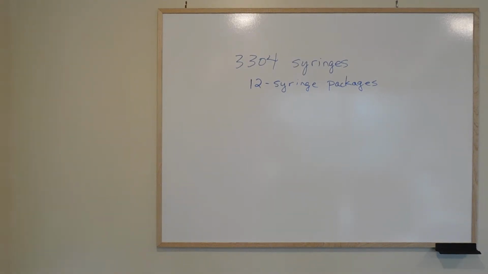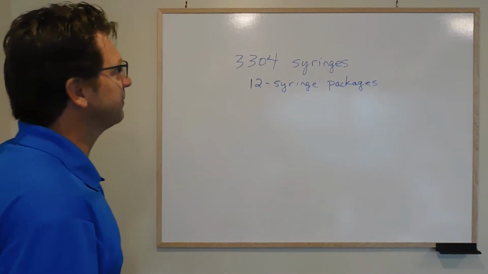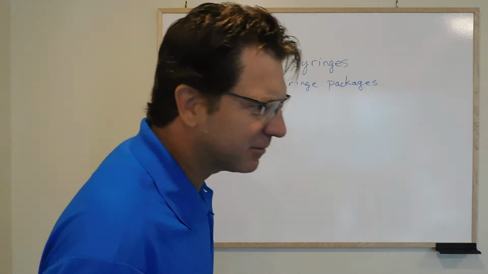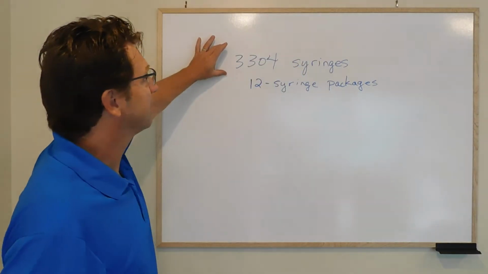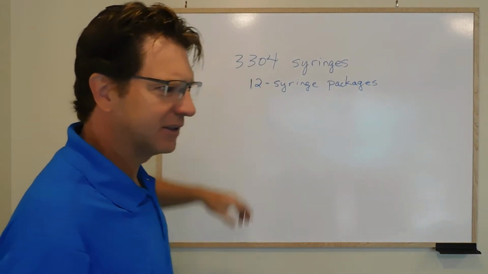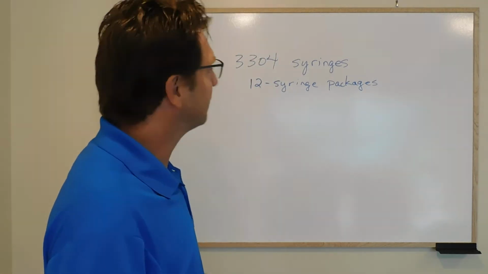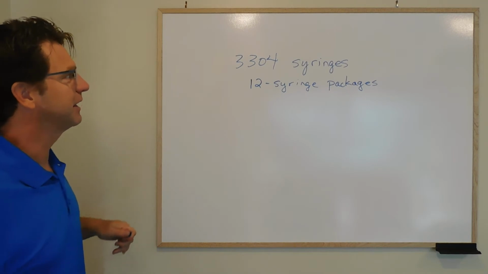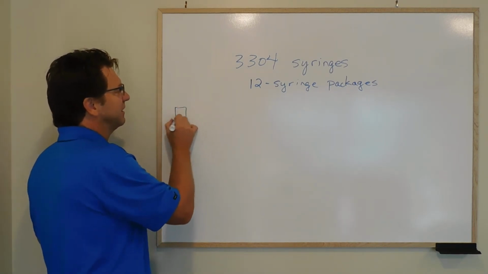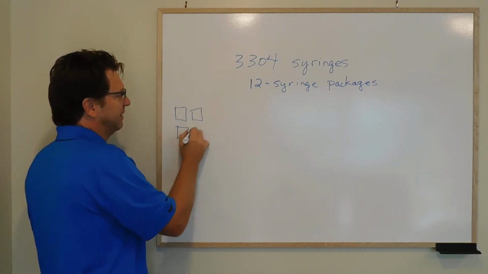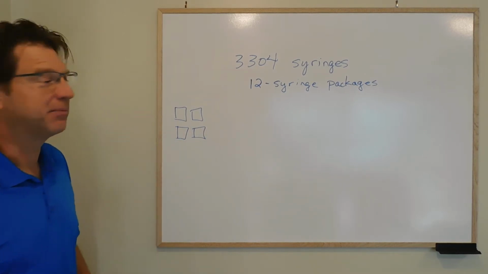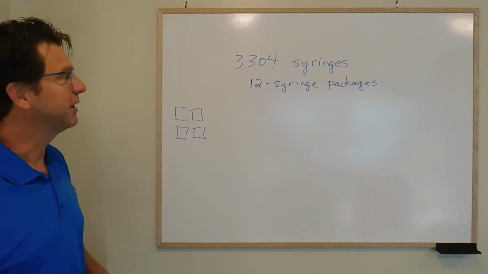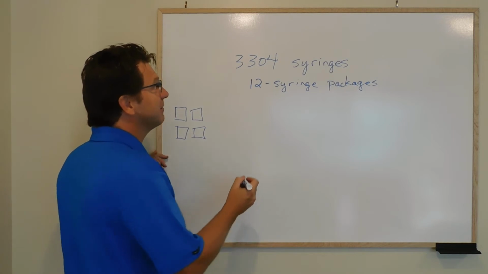So this is the first of a few word problems that we'll do this week. We see that a medical supply company produces 3,304 syringes. We want to know how many 12 syringe packages can be filled and what would be left over. Okay, so they want to sell these in groups of 12. And how many packages of 12 would there be? So we need to do some division.